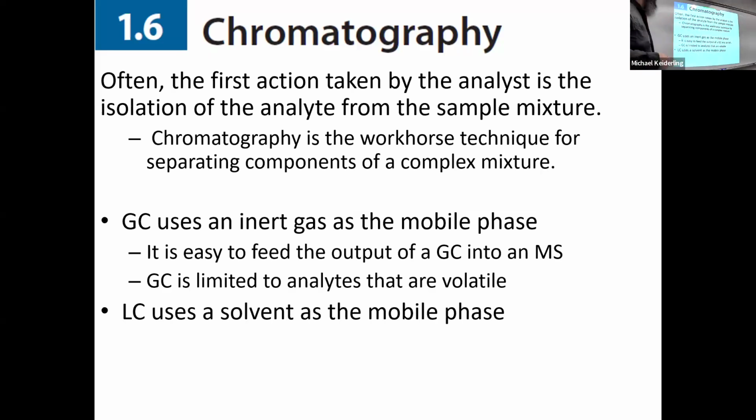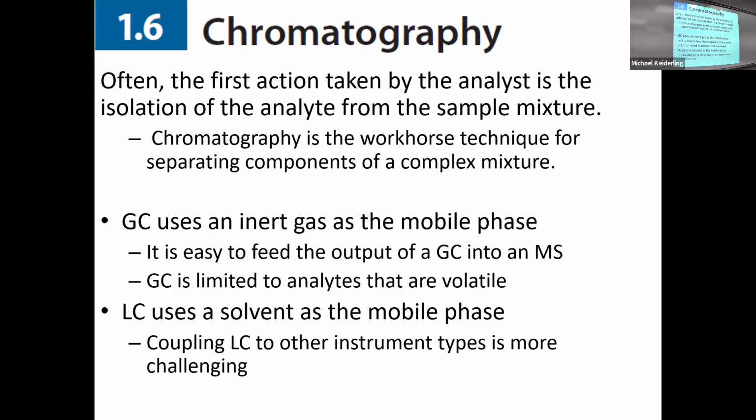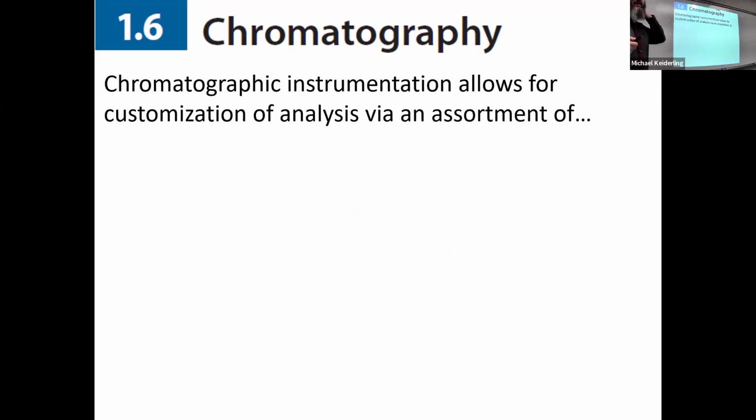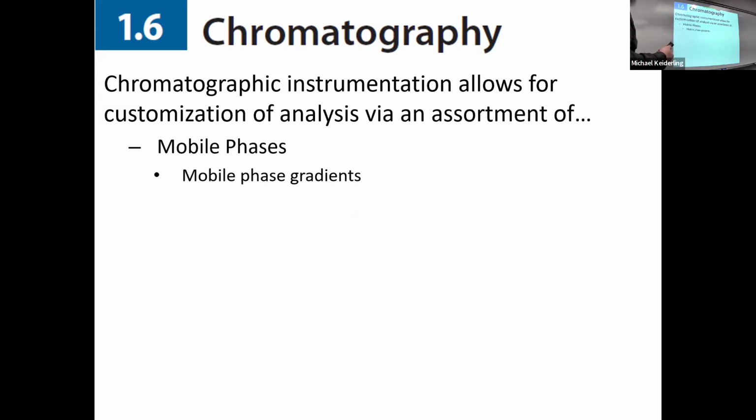Liquid chromatography uses a solvent as the mobile phase, and coupling liquid chromatography with other instrument types is a lot more challenging because you've got all this solvent you have to deal with. But liquid chromatography is not limited to volatile analytes. And chromatographic instrumentation allows for customization to be able to sort out analytes. You can use different mobile phases. You can use gradients in your mobile phase, temperature gradients.